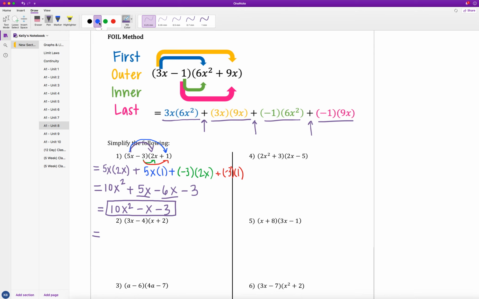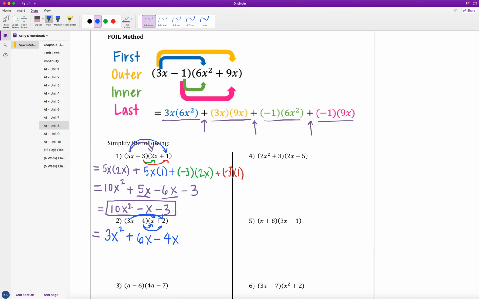I'm going to do it in different colors so that we can still see the prior answer. So 3x times x. When I multiply those two together, I'll end up with 3x squared, since I'm adding the exponents. Then on the next term, I'll get plus 3x times 2 will give us 6x. For my inner terms, I get -4 times x, which will give us -4x.